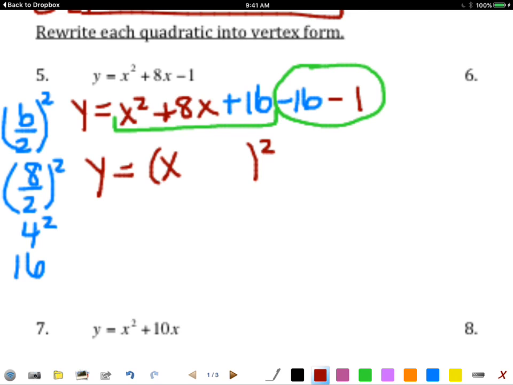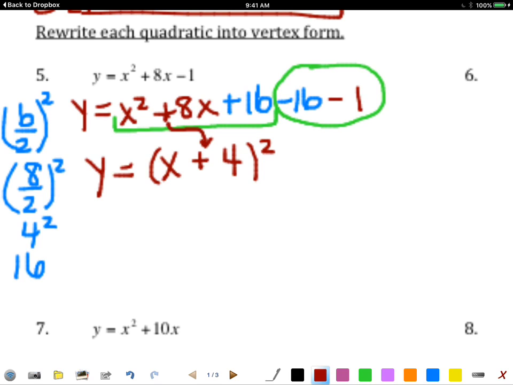What is the square root of 16? 4. And then this sign right here is the sign that goes in the middle there. That plus sign. If it was a minus in front of the 8, you'd put a minus there. Okay, that's pretty easy, right?